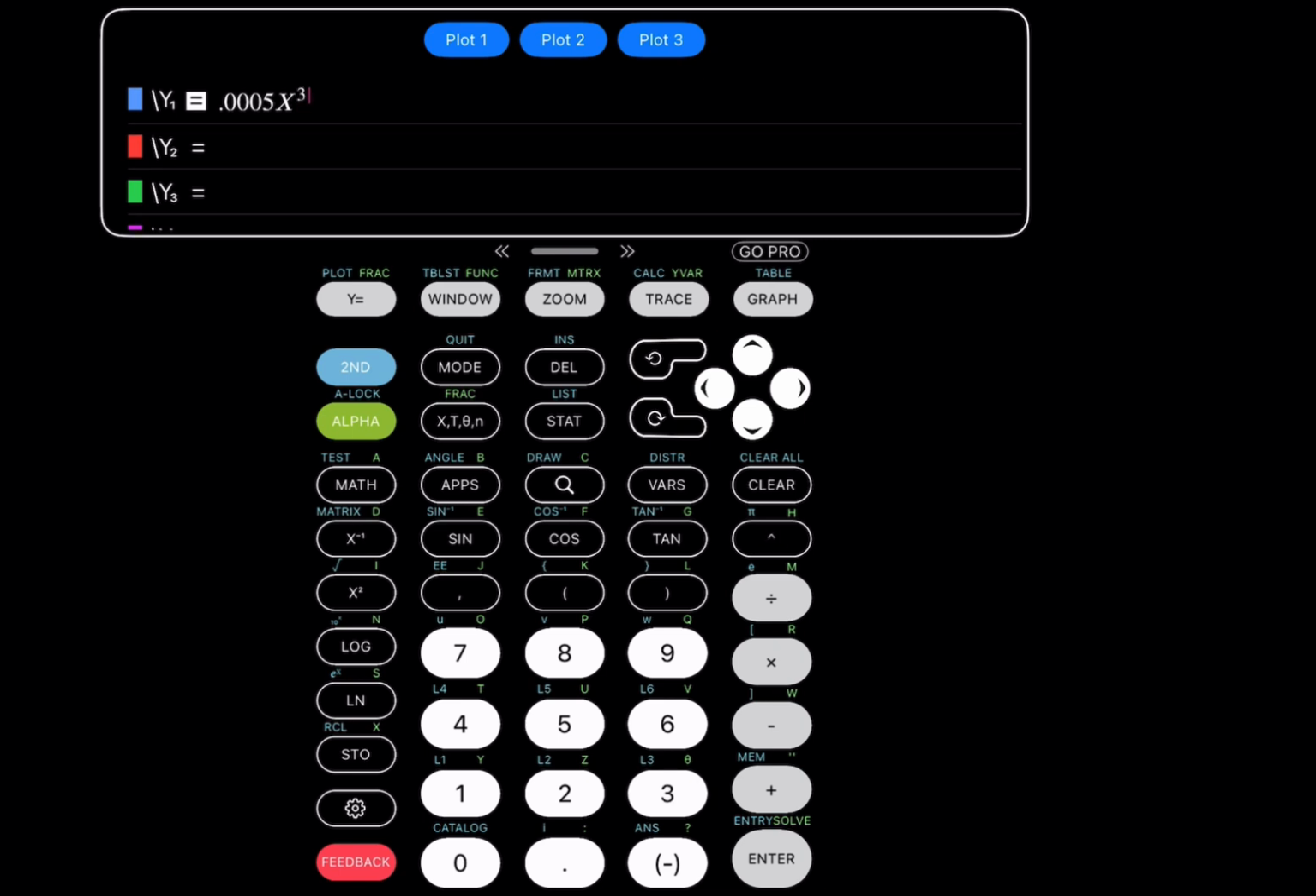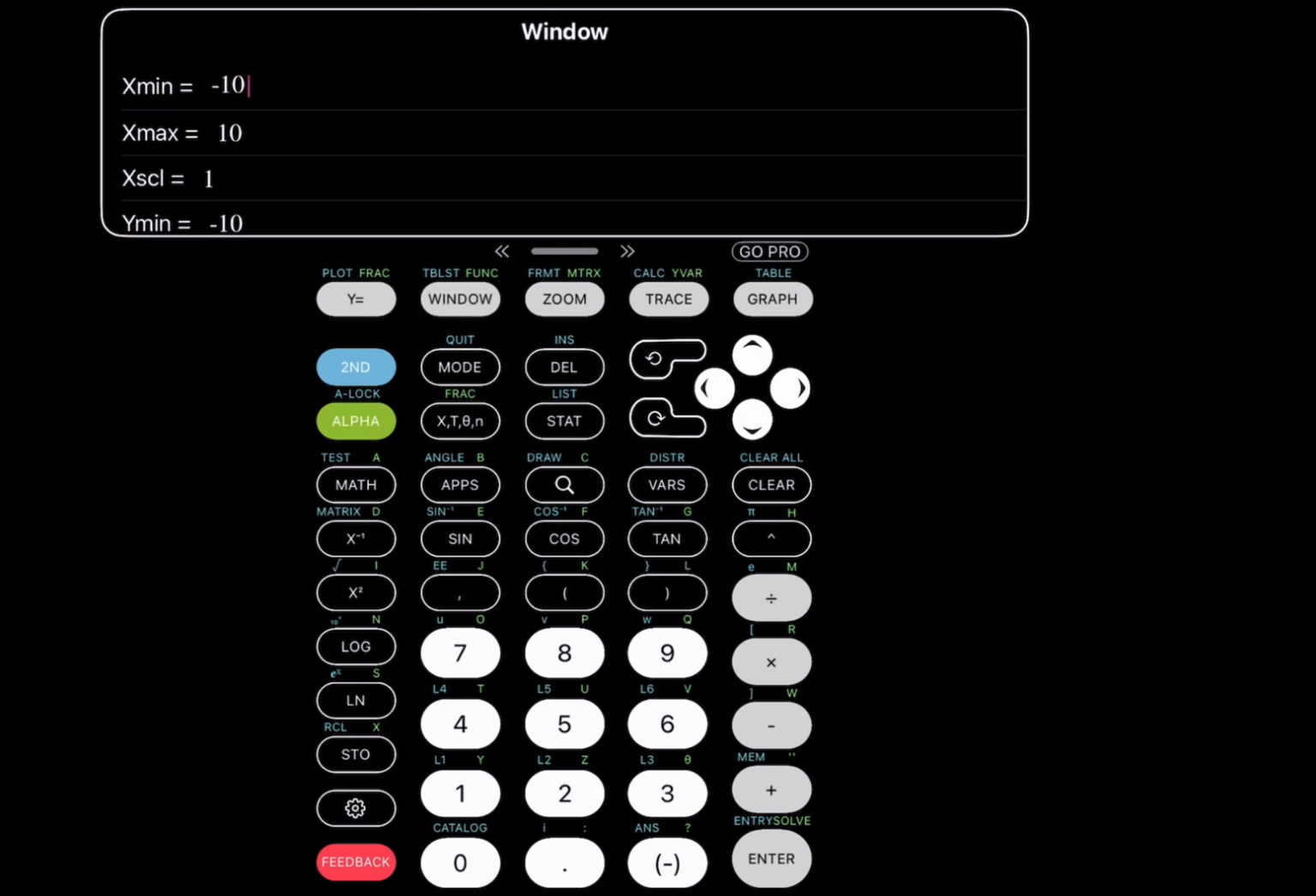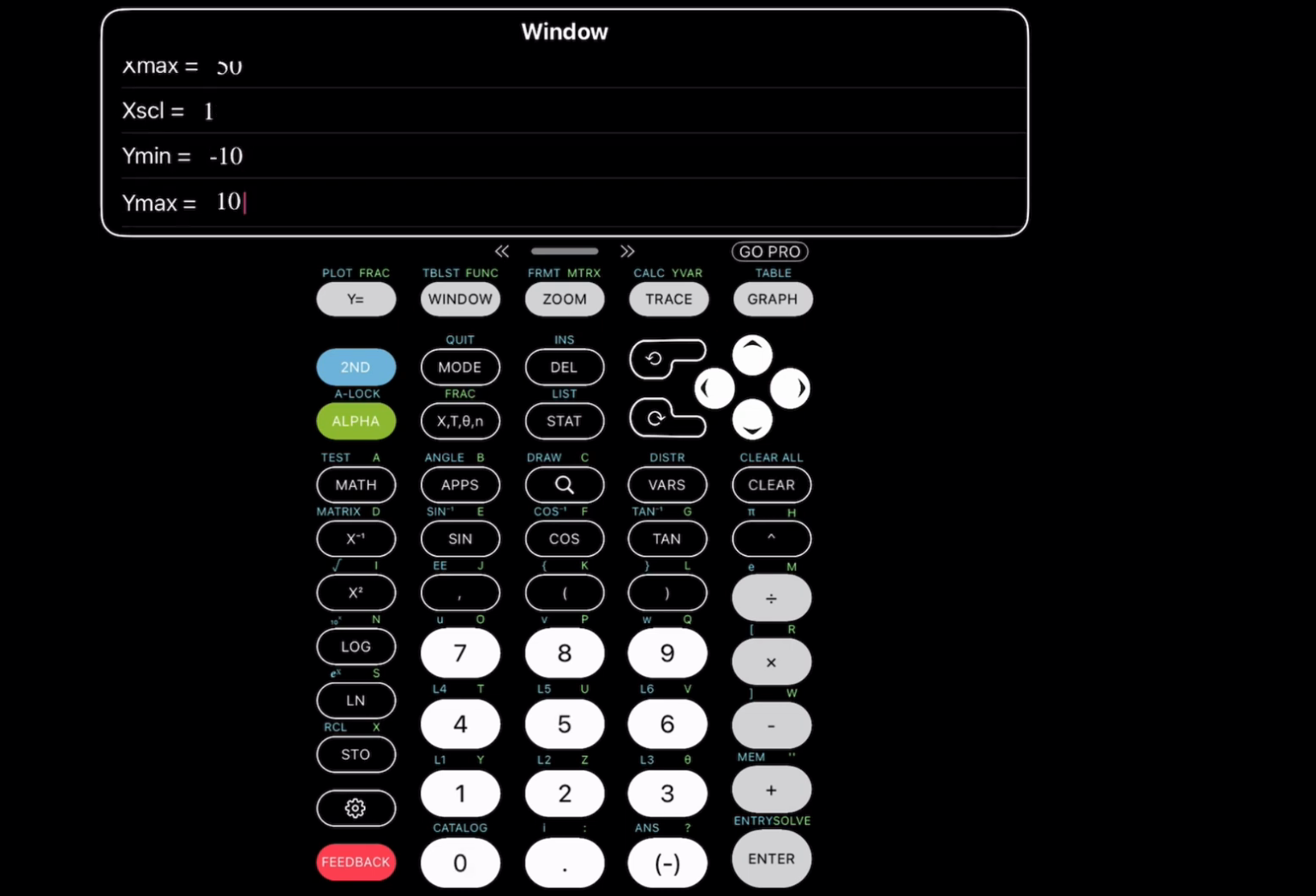Okay, so there's my function, and I'm going to adjust my window. So we said that the most that it could be would be 40 inches. So why don't I make this 50 inches? I'm not sure how much a rainbow trout could weigh, but why don't we say 50 pounds?